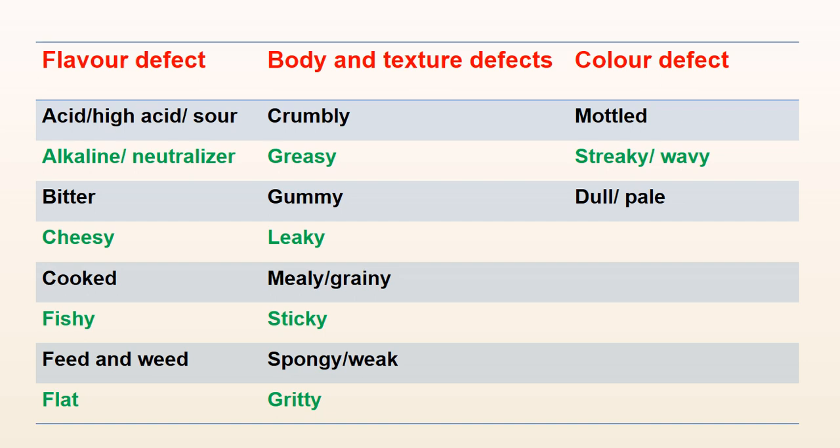Then in the middle column we can see the body and texture defects like crumbly, greasy, gummy, leaky, mealy or grainy, sticky, spongy or weak, and gritty. And in the last column we can see the color defects like mottled, streaky or wavy, dull or pale.